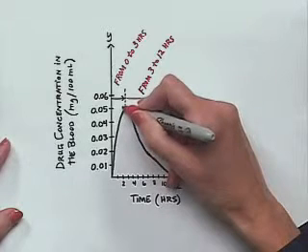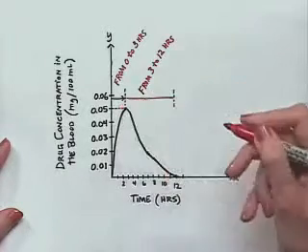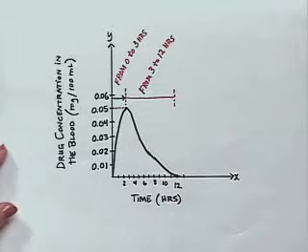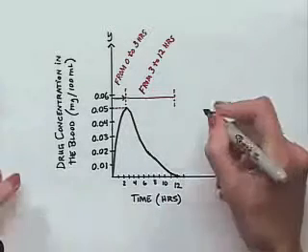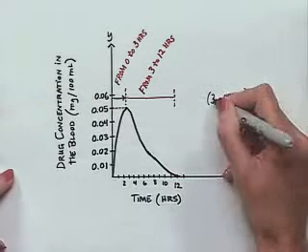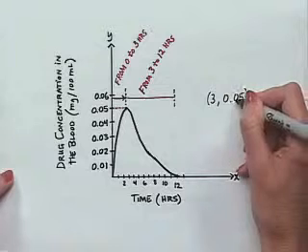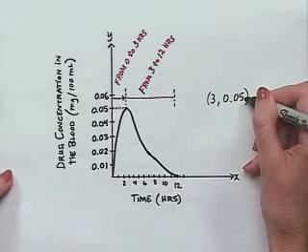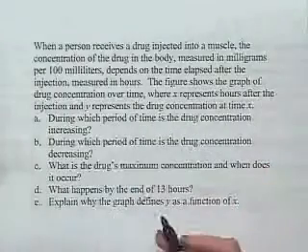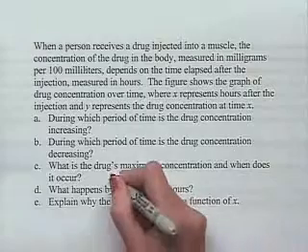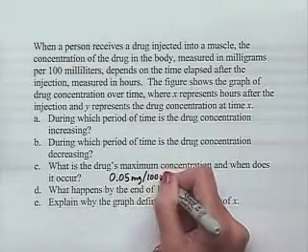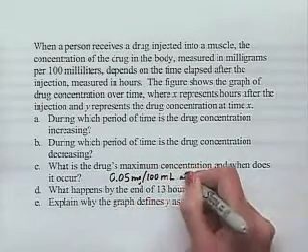Now, the second part of the question was asking us what the drug concentration was at that time. If we take the coordinates of that point, and let's say that the point has coordinates (3, 0.05), then we're finding out that at 3 hours, we're going to have a concentration of 0.05 milligrams per 100 milliliters. We use that in order to answer our question. The drug's maximum concentration would be 0.05 milligrams per 100 milliliters, and this occurs at 3 hours.